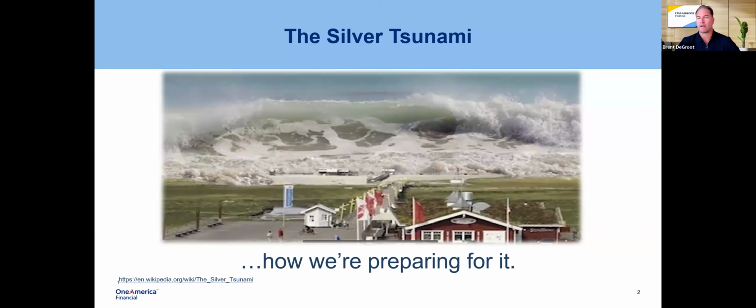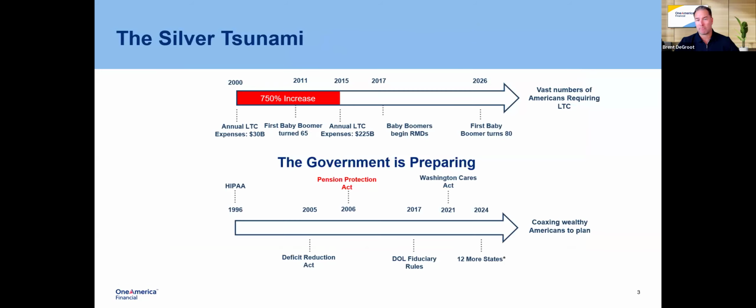So how are we preparing for that? Well, the government's been preparing for quite some time. So a lot of numbers on this slide. I do want to talk about very quickly how they relate to the silver tsunami. If we start all the way back in 2000, at least on that top timeline there, you can see that the annual LTC expenditures were about 30 billion. So not that terribly much, but if we just fast forward 15 years, the annual expenses had grown by over 750% to 225 billion. And that's going to continue to grow.